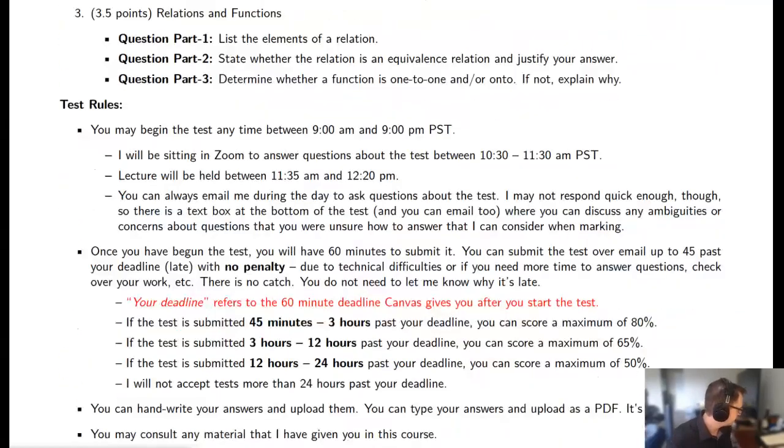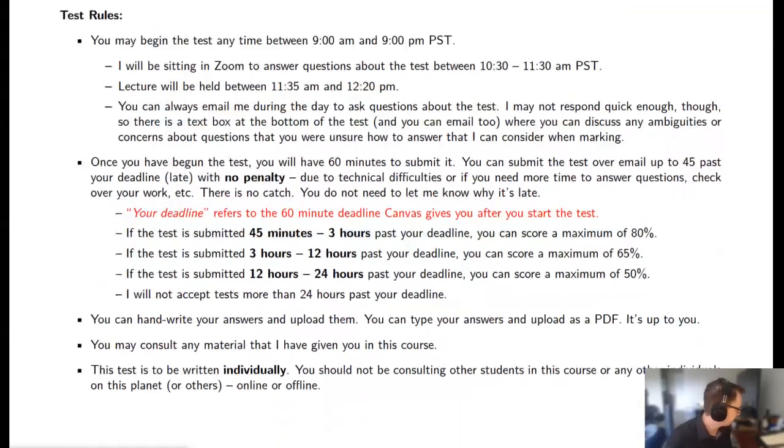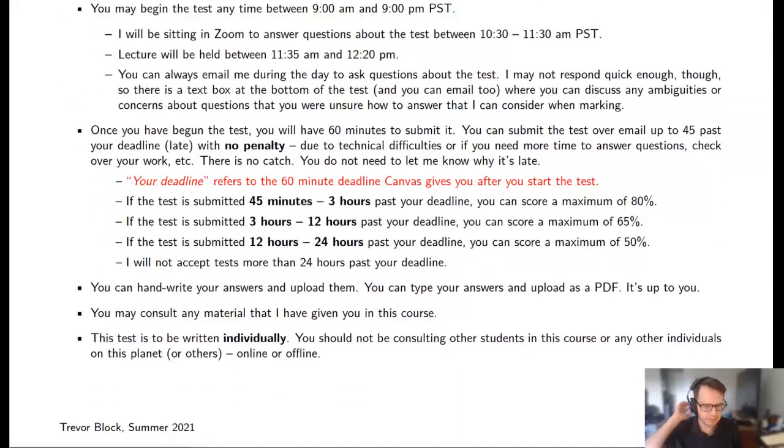Okay, so there's some stuff I want to talk about: the time policy. It's a 300 level course, so I don't actually care that much if you go over time a little bit. Canvas is going to auto submit your test after 60 minutes, but I know there are technical difficulties you might have. I know some people like to check over their answers and take a little bit longer than others. Sometimes there's a question you get stumped on or your brain blanks out. So you can submit your test over email to me up to 45 minutes late, and that's completely fine.